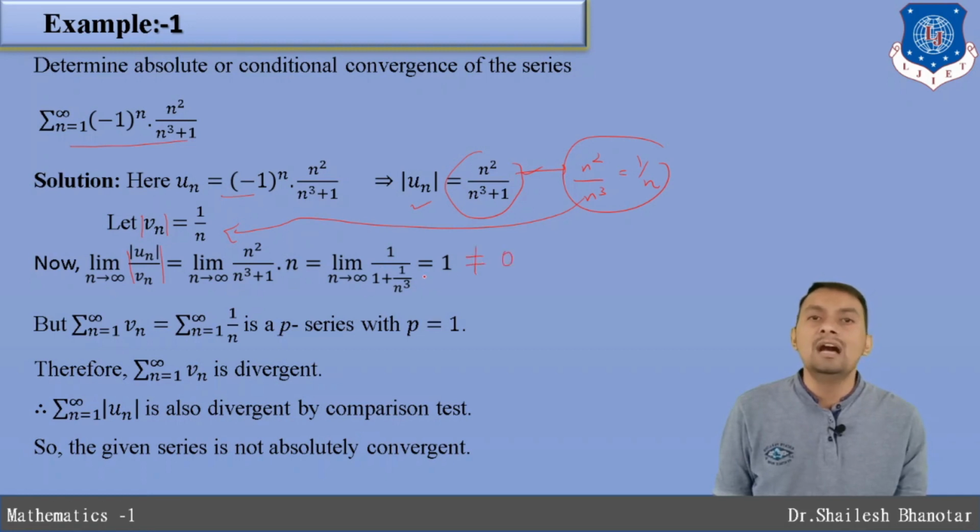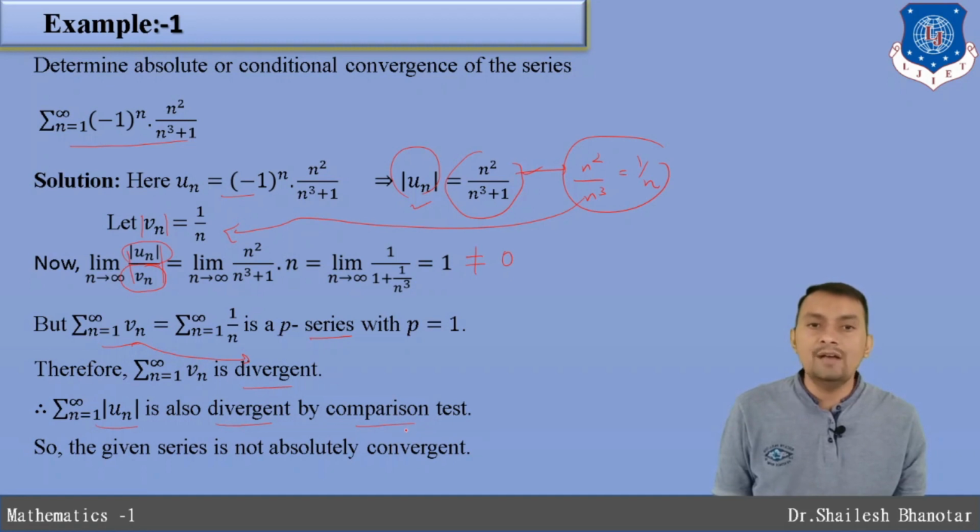Now taking the limit as n tends to infinity, we get 1 divided by 1 plus 0, which is 1, a non-zero and finite quantity. Hence according to the limit comparison test, the two series are either divergent or convergent together. But we have to decide whether the given series is convergent or divergent, so we concentrate on the comparison series Vn, which is 1 by n. According to the P series test, Vn is divergent, and hence the above series is divergent by the comparison test.